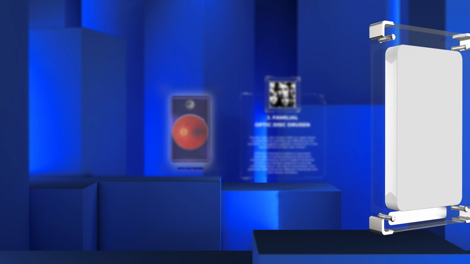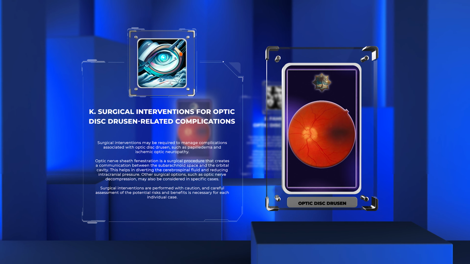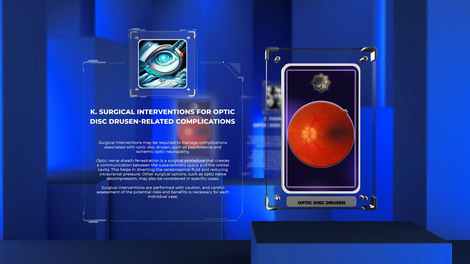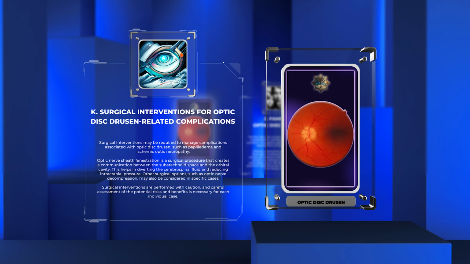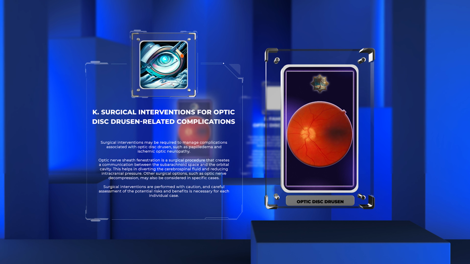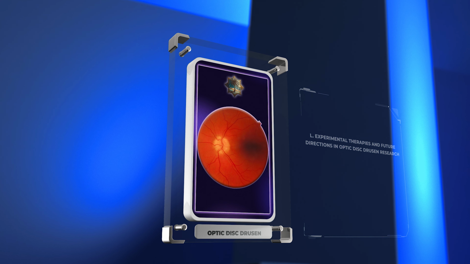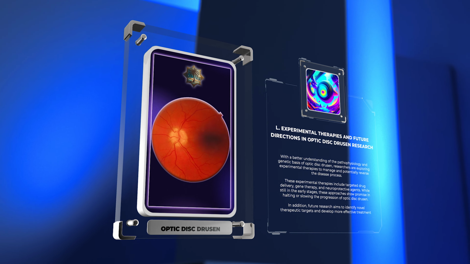Surgical interventions may be required to manage complications associated with optic disc drusen, such as papilledema and ischemic optic neuropathy. Optic nerve sheath fenestration is a surgical procedure that creates a communication between the subarachnoid space and the orbital cavity. This helps in diverting the cerebrospinal fluid and reducing intracranial pressure. Other surgical options, such as optic nerve decompression, may also be considered in specific cases. Surgical interventions are performed with caution, and careful assessment of the potential risks and benefits is necessary for each individual case.